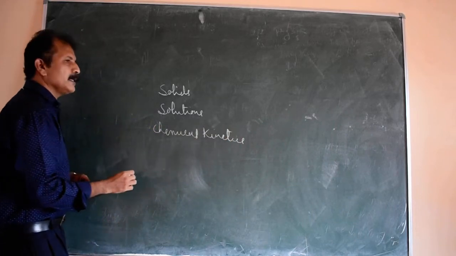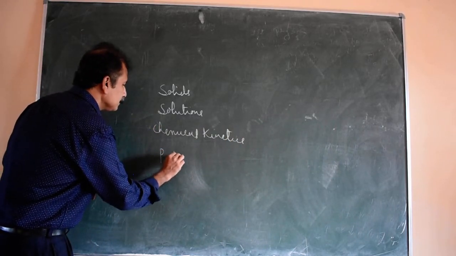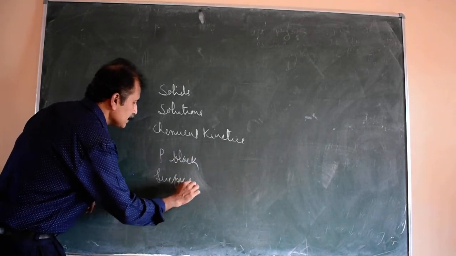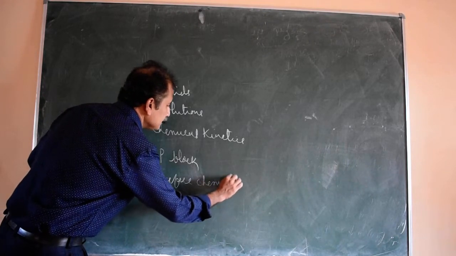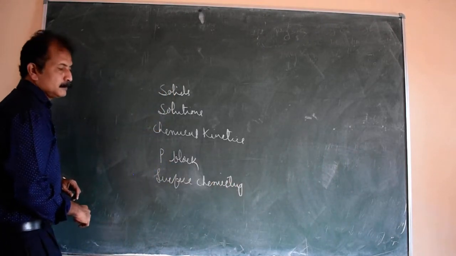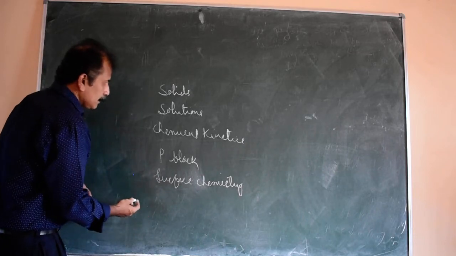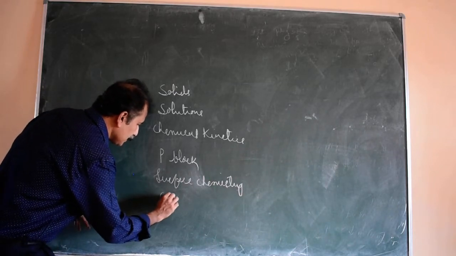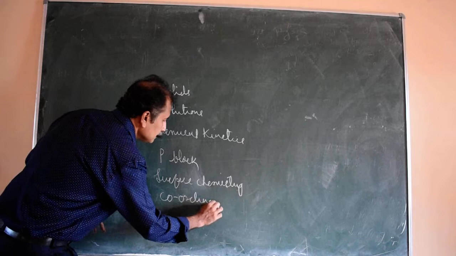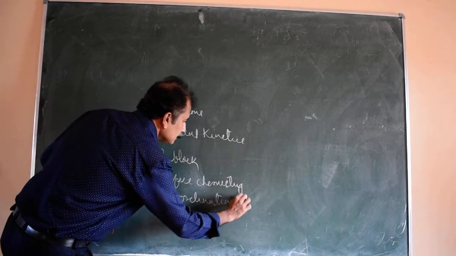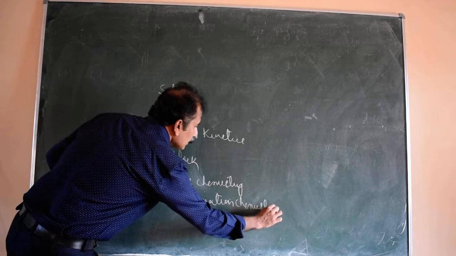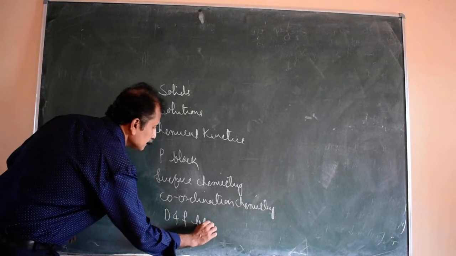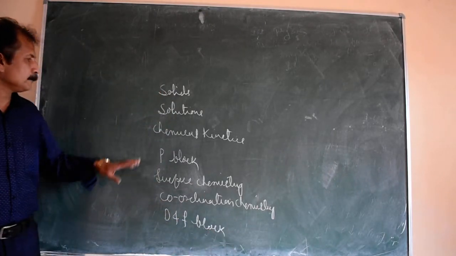Then I think we had completed E block, surface chemistry, I believe, P block. Then I think we had done coordination chemistry. And also we have done D block, right? D and F block. So all these chapters were done.